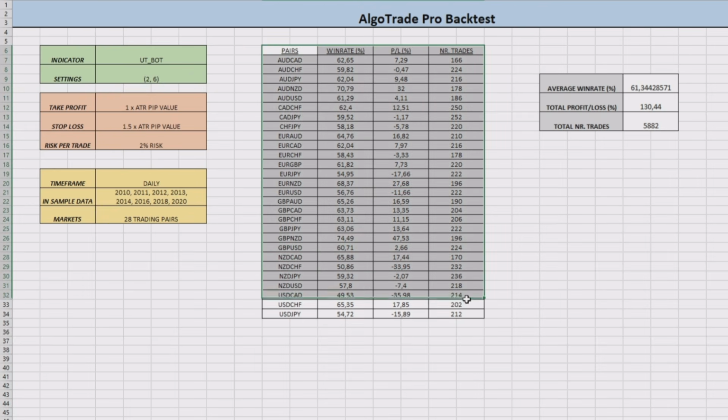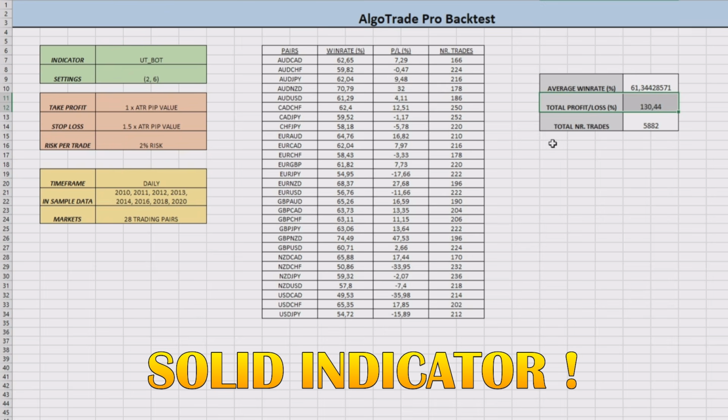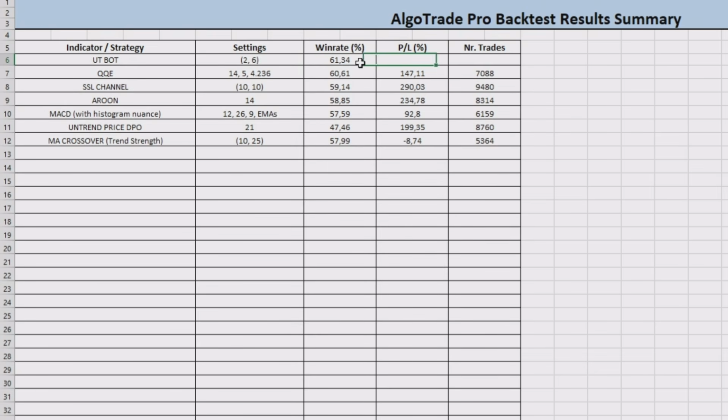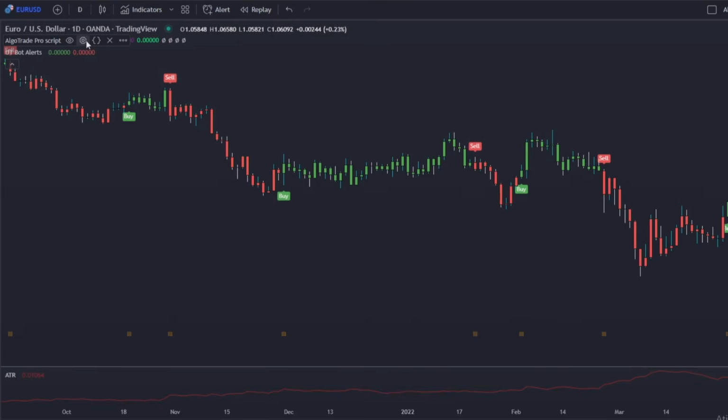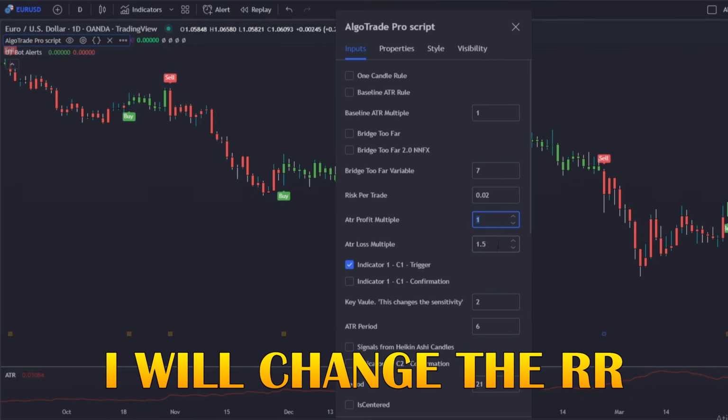Here are our backtest results from our in-sample data, and we can see that after 5,882 trades, our UTBot indicator has an average win rate of 61.34% and a profit of 130.44%. So we can see that it is a profitable indicator with an amazing win rate and the best one we have tested so far. I will now make a small change in the risk management.